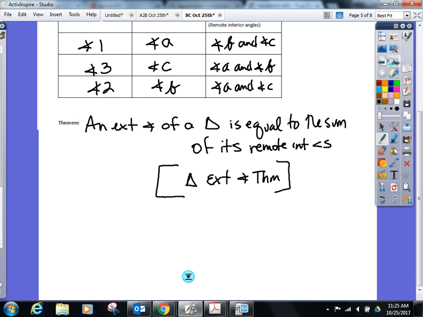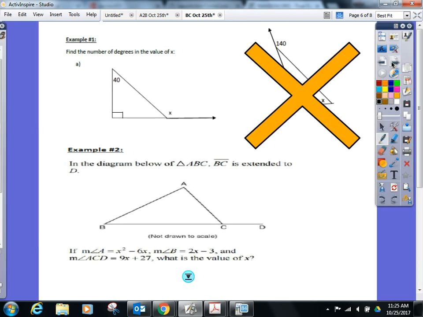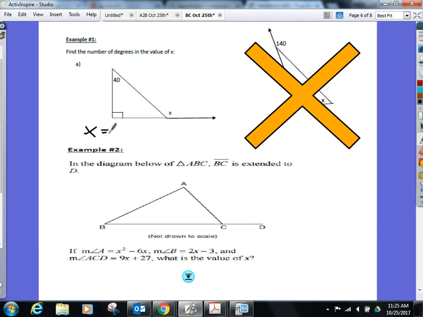Here we go. Find the number of degrees in x, in angle x. Angle x, inside or outside? Outside. So it should be an exterior angle, which is equal to the sum of, what's the measure of its remote interiors? 40 and 90. So angle x will be 130 degrees.